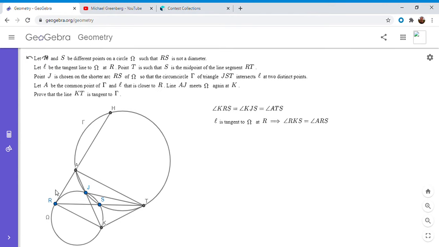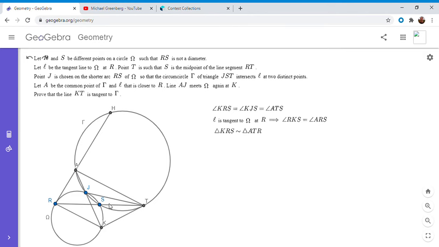First of all, we have to use the fact that L is tangent to omega at point R. So if that's true, then angle RKS is equal to angle ARS. So we know that. This is going to be the second of two angles in the similar triangle. So if angle KRS is equal to angle ATS and angle RKS is equal to angle ARS, then that means triangle KRS is similar to triangle ATR. I'm going to write that out. And now we can use ratios.